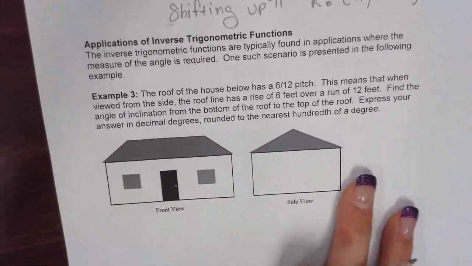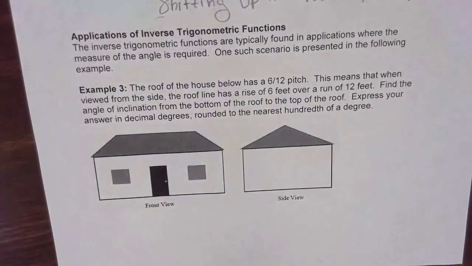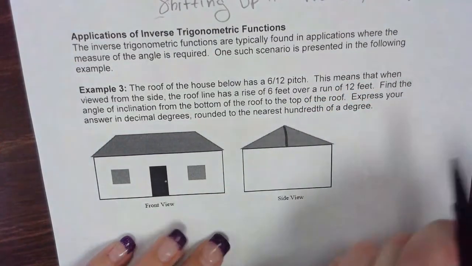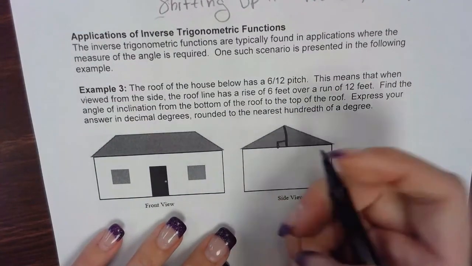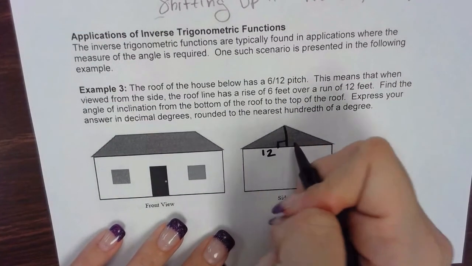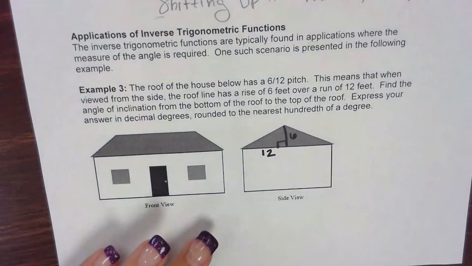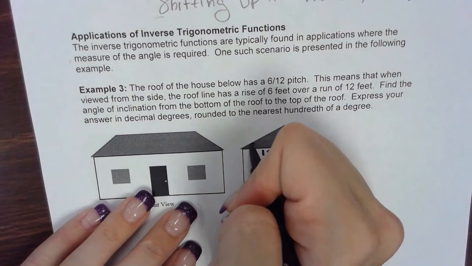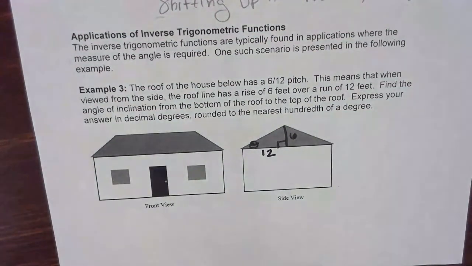Alright, one more application here. So the roof of the house below has a 6 to 12 pitch. This means that when viewed from the side, the roof line has a rise of 6 over a run of 12. If you look at that, guys, that makes a right angle. So let me label my 12 and my 6. We are looking for the angle right there.